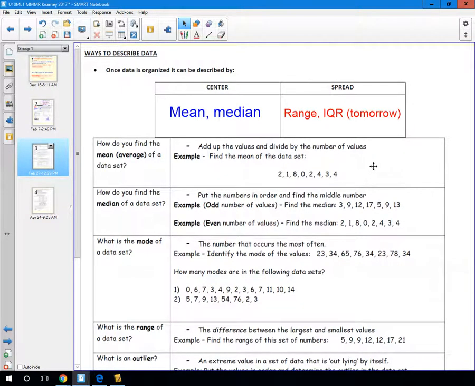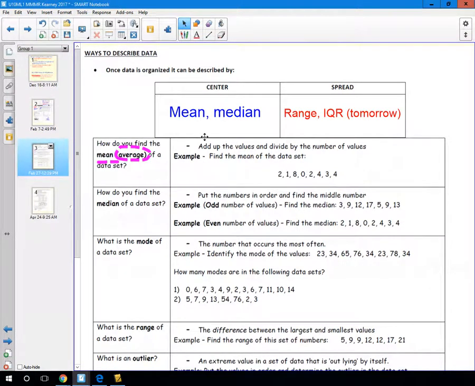Okay, so I know that this is a huge review for you from 6th grade, so I'm going to kind of go through this pretty quickly, okay? So one way to talk about center is to find the mean. And another word, please, please, please take a moment to highlight that mean and average are the same thing. Okay, mean and average, they mean the same thing.